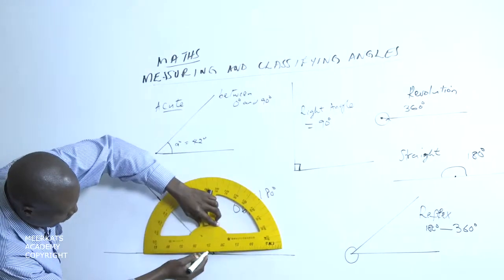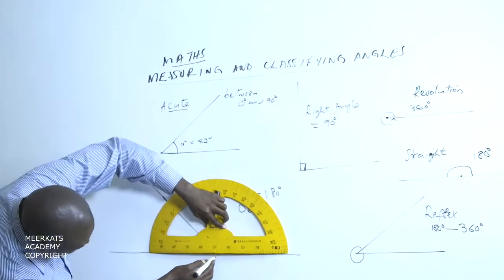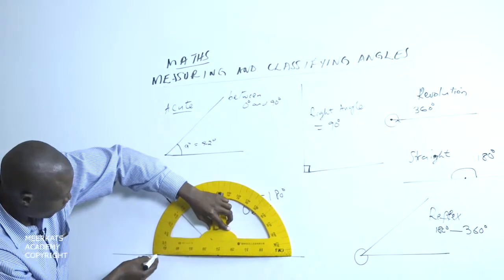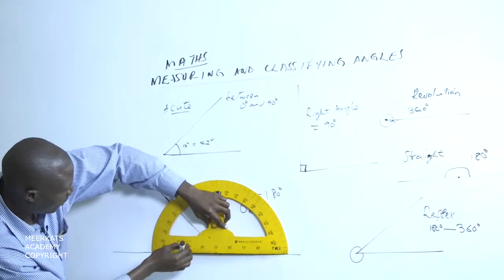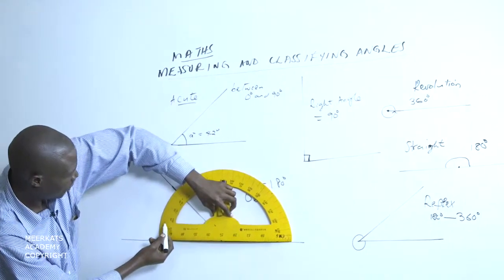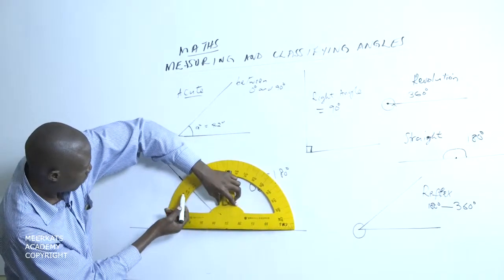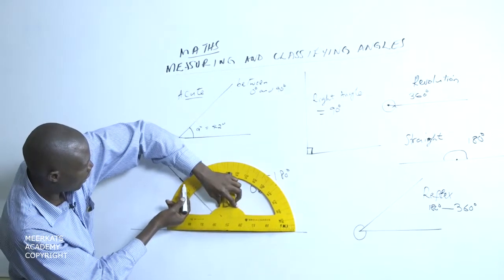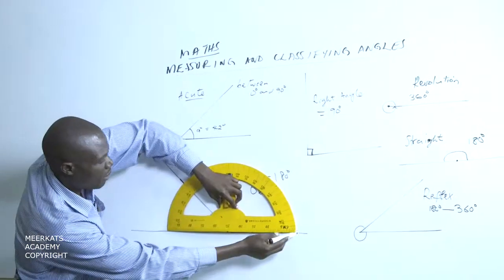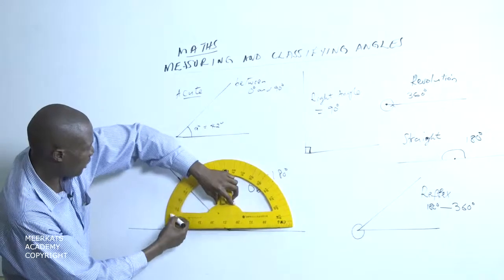Similarly, we bring the center to where we have the vertex, and then we make sure that this horizontal of the protractor lies on the first arm, and we read it upward. So this one is 5, 10, we have 15, 20, 30, we have 40, 45. So it's reading 45. Take note, from the first end to the last end is 180 degrees. And we are finding that this is 45.